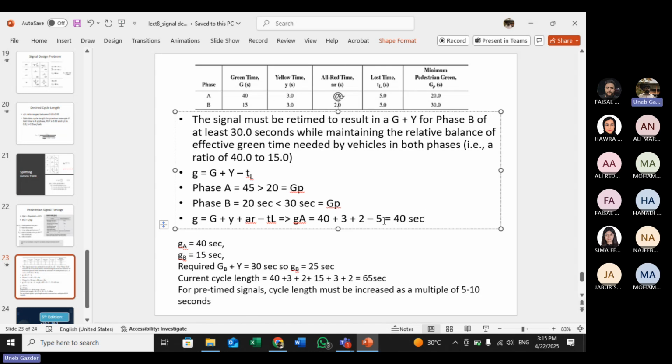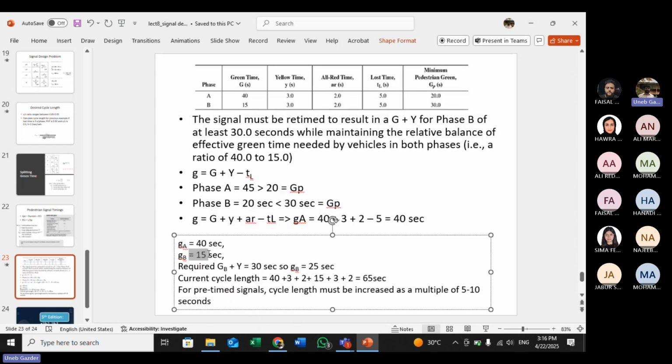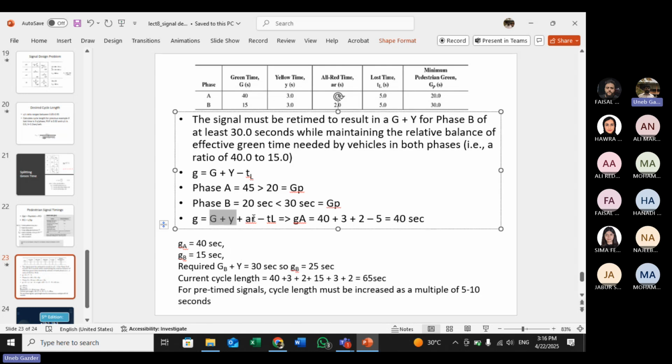If I do the same thing for phase B, I'll get 15 seconds. So effective green time for phase A is 40. For B, it is 15, 1-5. And we got it like this.